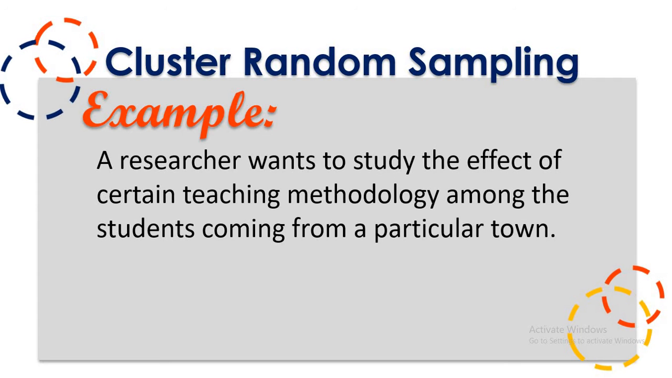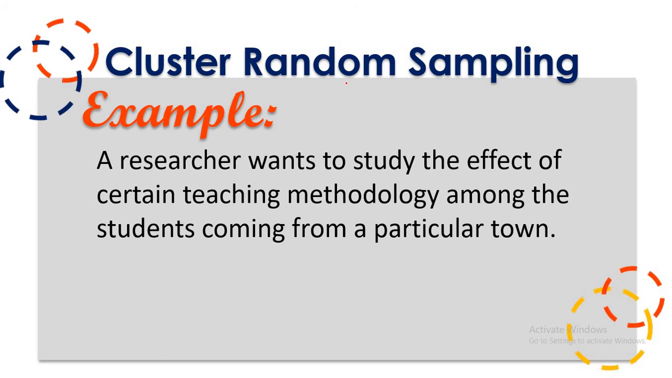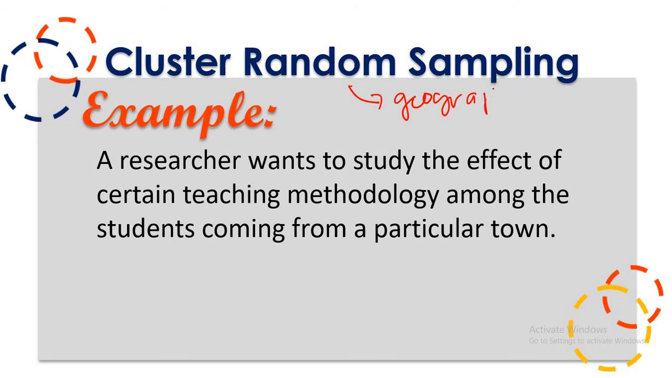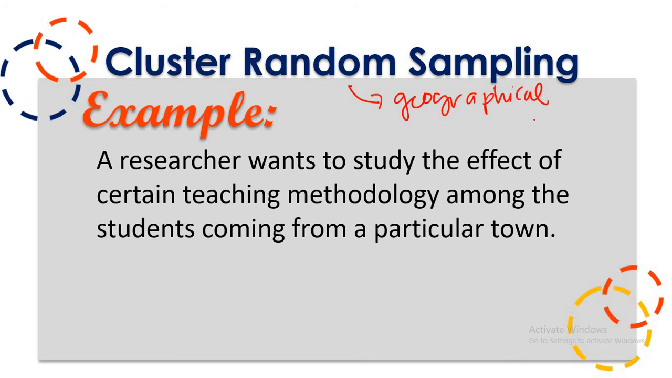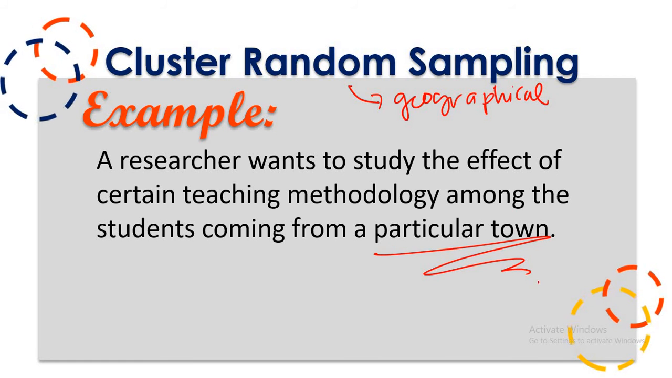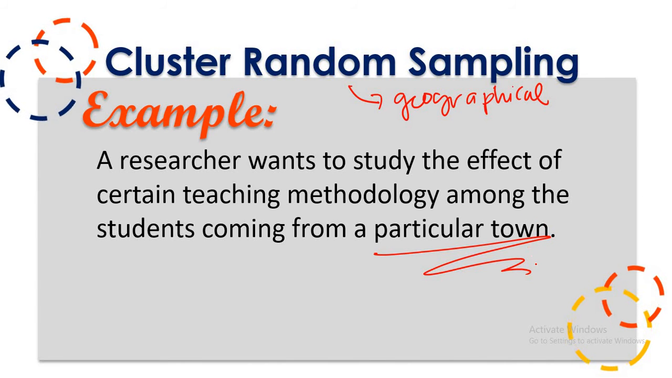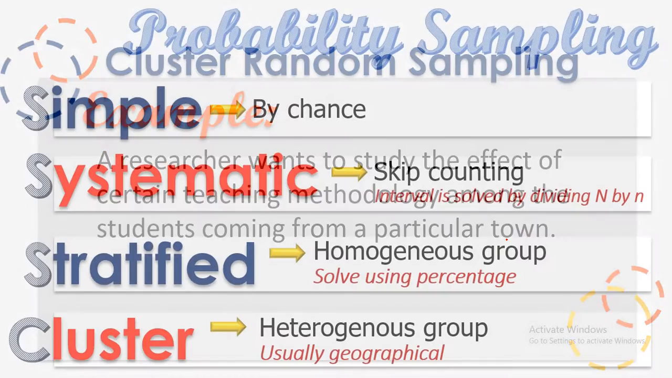Another example: a researcher wants to study the effect of a certain teaching methodology among the students coming from a particular town. Just like what I mentioned a while ago, cluster random sampling is mostly geographical. We're talking about towns, districts, countries, and so on. So we are going to use cluster random sampling here because we want to consider a certain town, and we are going to include all students from this given town. And that is cluster random sampling.